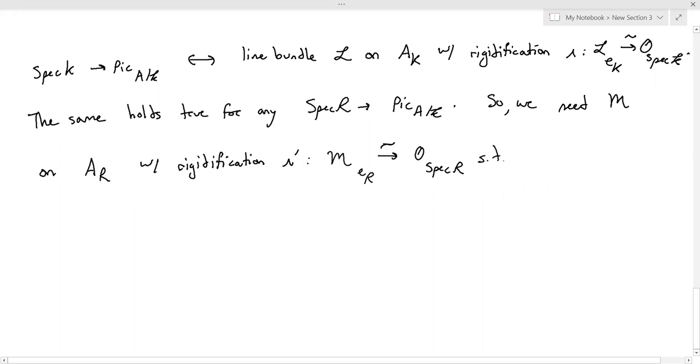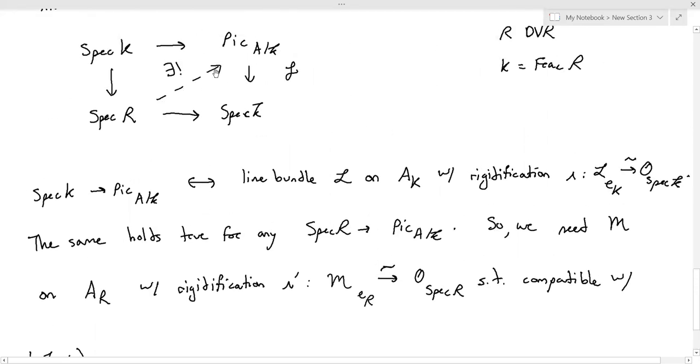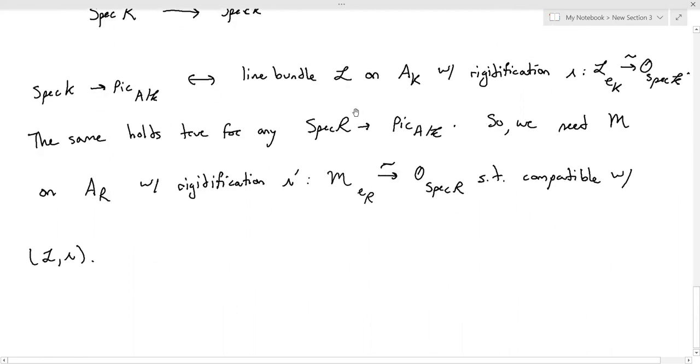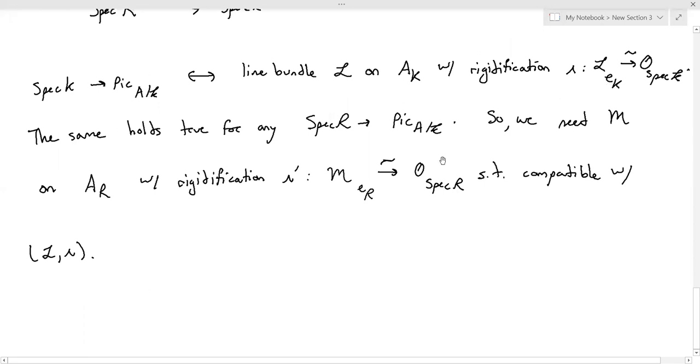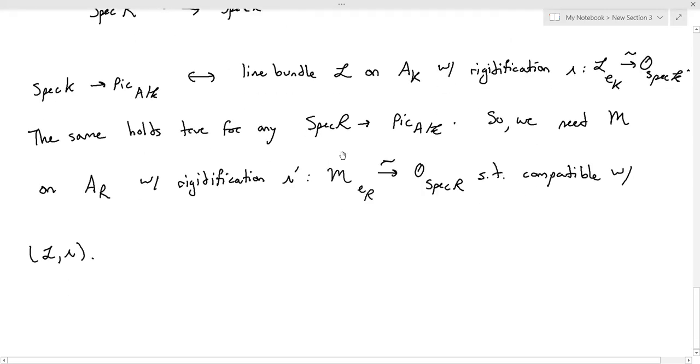And it needs to be compatible with L and iota, right? Compatible in what sense? Well, remember that we want a commutative diagram like this. So we understand how to base change from R to K. And so then we want that pulling back by this morphism here should take the data associated to M and iota prime to the data associated to L and iota.